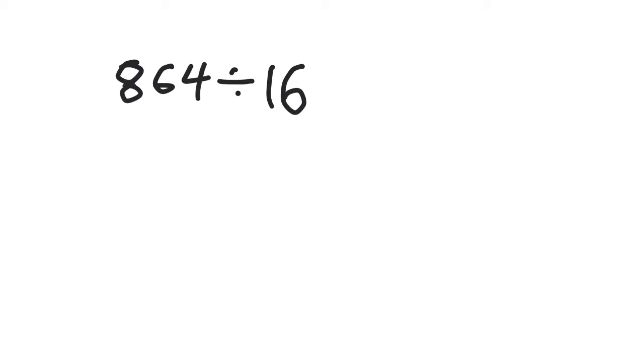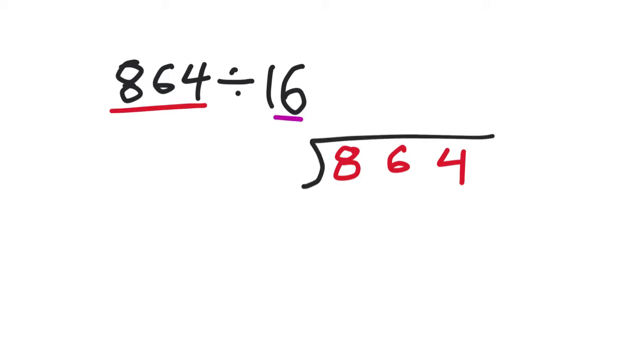864 divided by 16. So remember that the dividend, 864 here, needs to go on the inside of the division for long division. And the 16 will be on the outside, the divisor, right there. Now, again, I'm not very familiar with my 16 multiplication table, so I would recommend, and this is what I'm going to do, writing the multiples of 16 out here to the right.